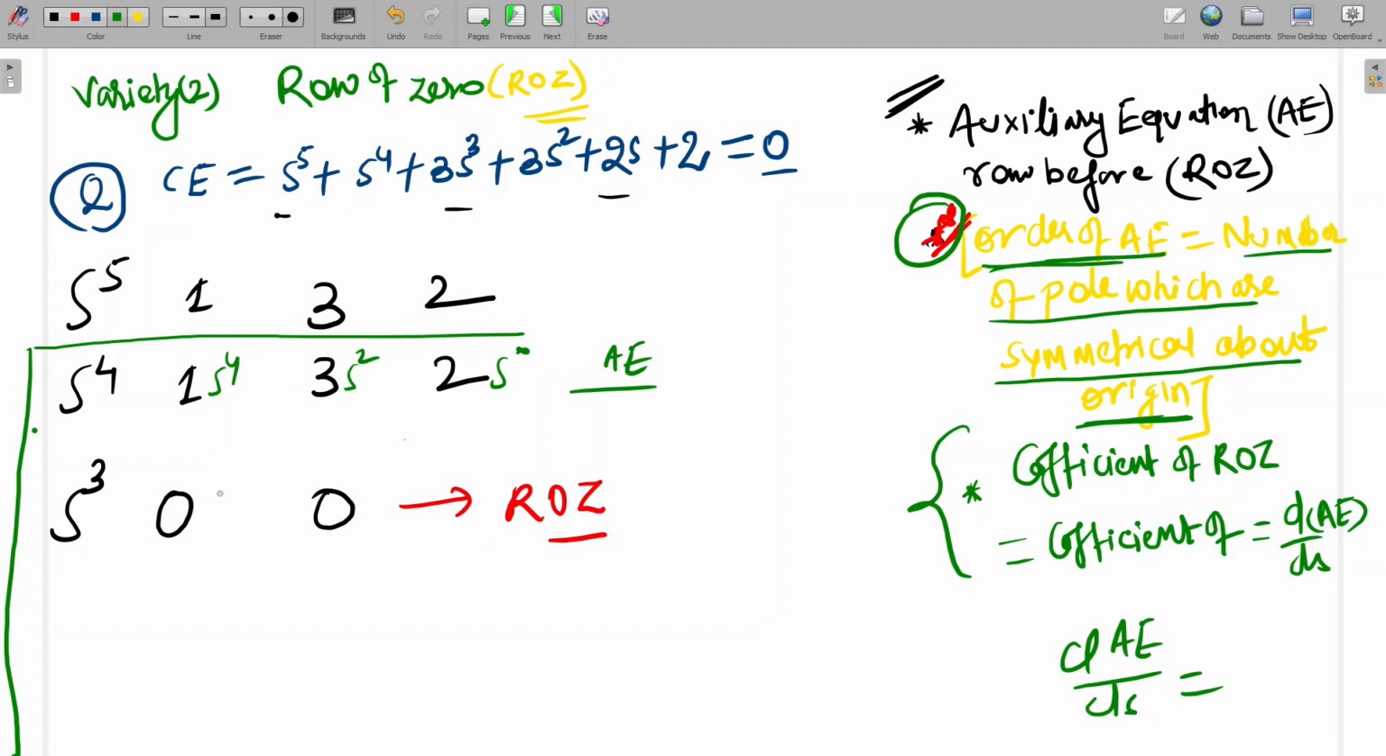4s cube, so this 0 will be replaced by 4. This 0 will be replaced by 6. And here it is 0 only, so nothing will come here. So this is the auxiliary equation, an even order one, so it will start from 4, 2 and 0. Is it clear up to now?